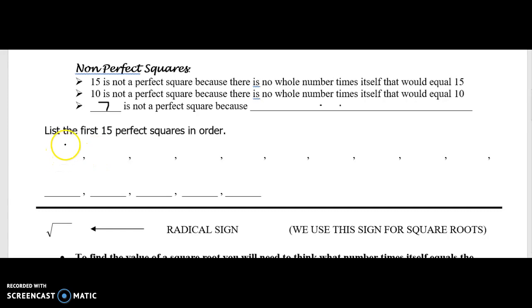The first one would be 1 times 1, which is 1. The second one is 2 times 2, which is 4. The third one is 3 times 3, which is 9. Do you guys start to see what we're doing here to get these?